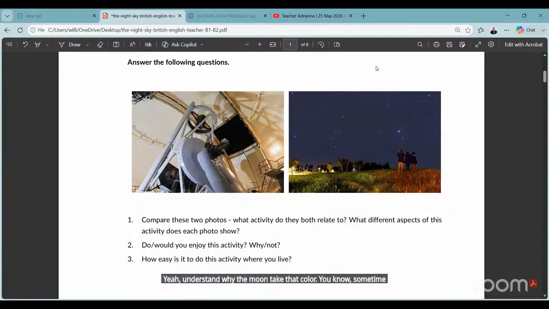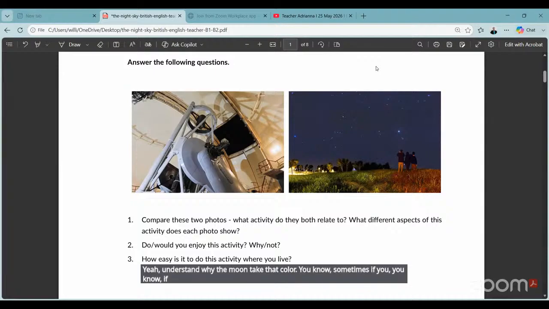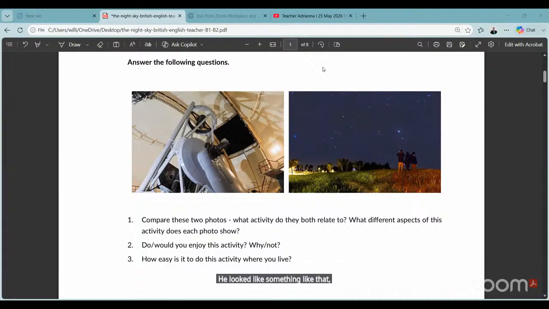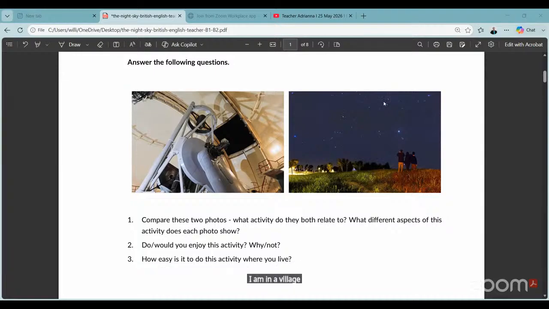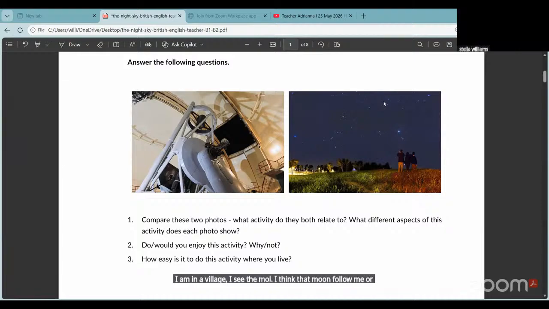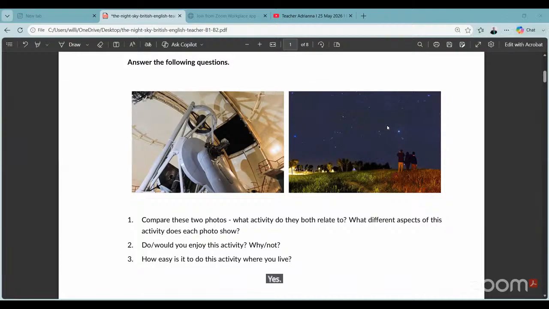Sometimes if you look at the moon very well, you see a lot of pictures or a lot of kinds of things in the moon. Why does it look like things? When I was a child, I thought the moon was going with me, because I saw the moon in the city, and I saw the moon in the village. I thought that the moon followed me or something like that. Thank you so much for your listening.